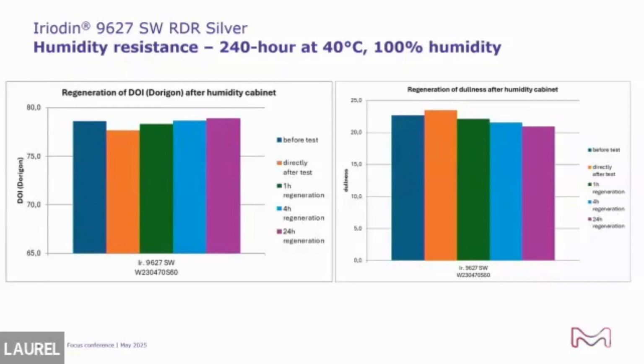And on the right side is dullness of the DOI. That's another way to measure the orange peel of your coatings. The higher number means the worse. So you can see when you first take it out, it went up a little bit, but it recovered after 1 hour. So the product itself has a very good humidity resistance thanks to our surface treatment.